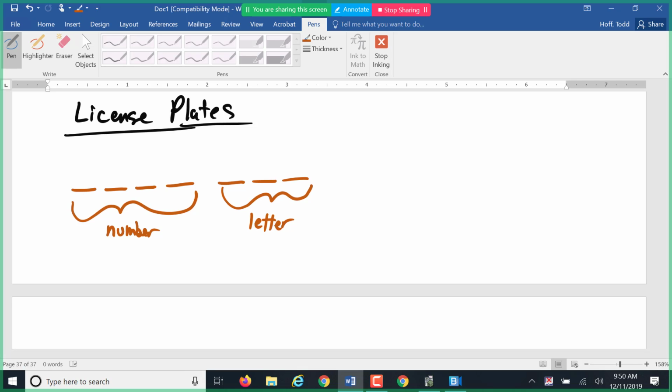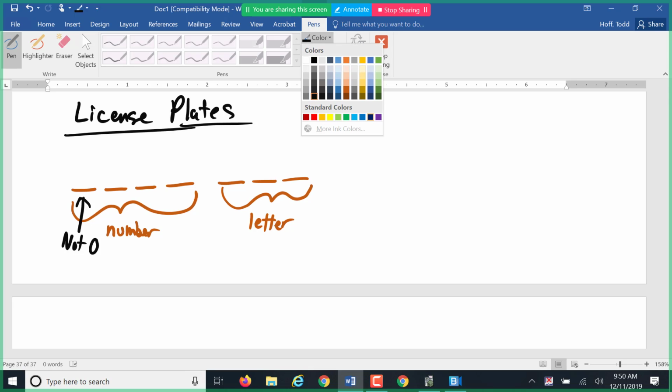And actually, I think they just switched them so that the letters come first, but that's okay. We'll get the same probability. And there's a restriction. The first number cannot be 0. So it can be any digit 0 through 9, except for the first one. It can only be 1 through 9.